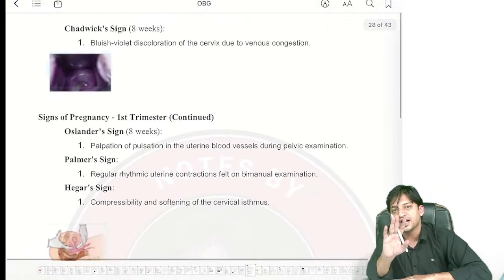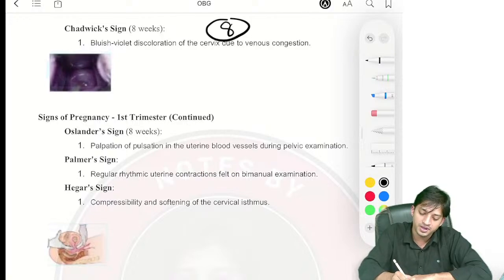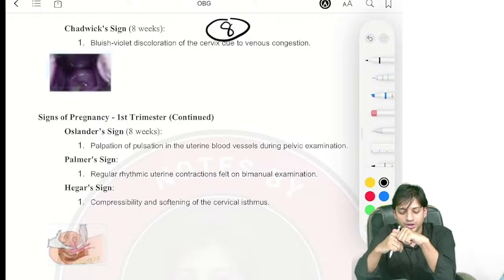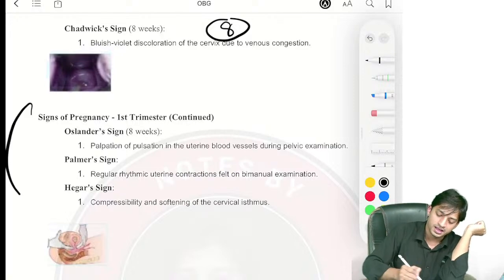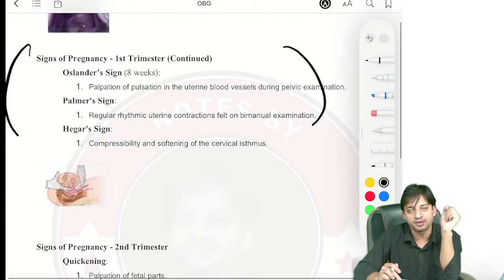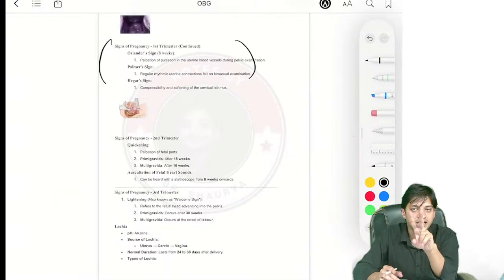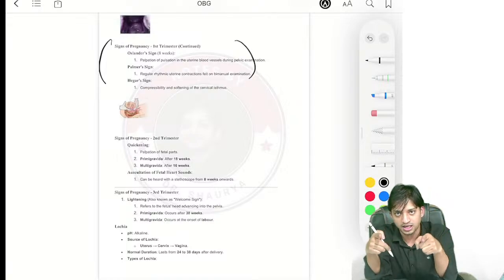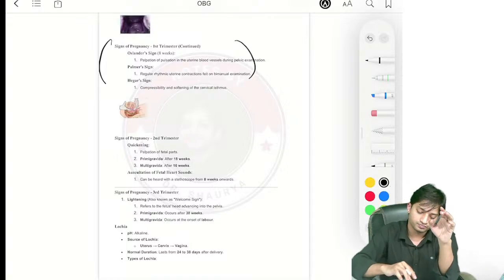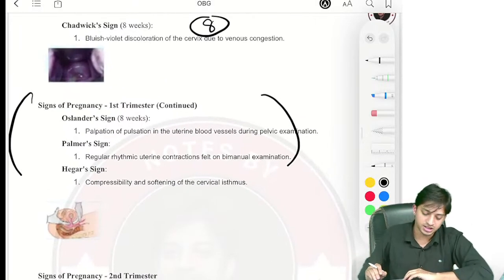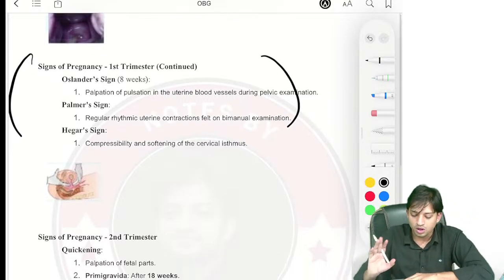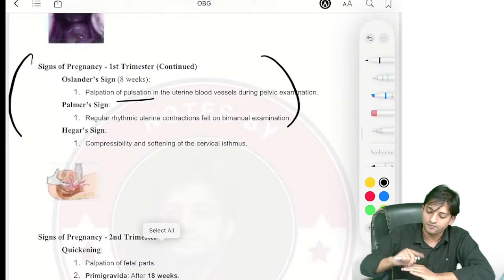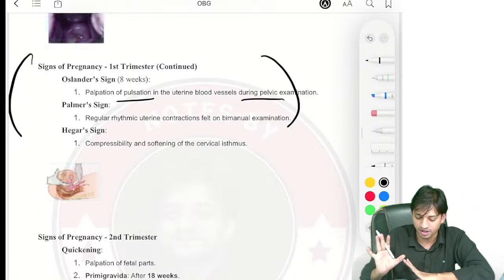Again, another sign is the Chadwick sign, indicating pregnancy that appears at 8 weeks, right? There is bluish violet discoloration of the cervix due to venous congestion. Now, signs of pregnancy for the first trimester, again, Chadwick and Goodell sign very important. Why? Because Goodell's was the earliest sign to appear. Chadwick can be seen by the naked eye, bluish discoloration of the cervix, right, due to venous congestion. Now, Osiander sign, it is also happening at 8 weeks. Pulsation of the uterine blood vessels during pelvic examination, you can feel it.